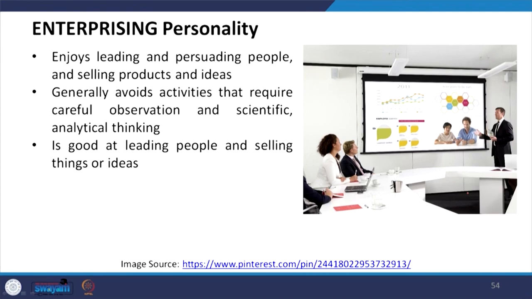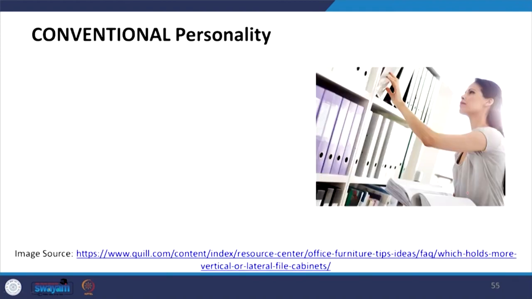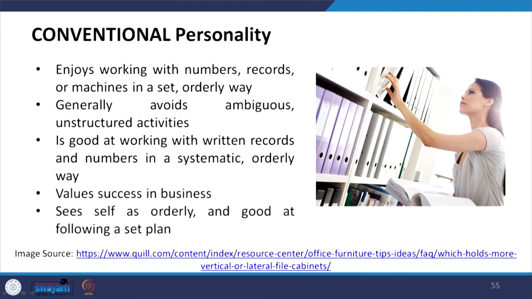The enterprising personality pursues people and sells products and ideas. They generally avoid activities that require careful observation and scientific, analytical thinking. They are good at leading people and selling things or ideas. The conventional type of personality, the last, enjoys working with numbers, records and machines. They are good at written records and numbers, value success in business, and see themselves as orderly and good at following a set plan.